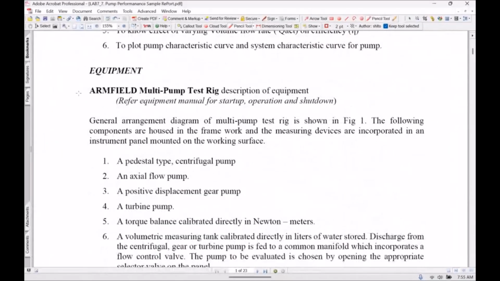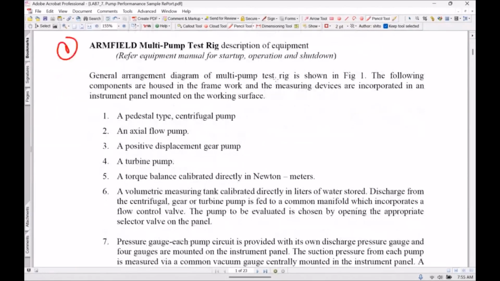Here we have two equipments. Number one is an Armfield multi-pump test rig. Here we have different types of pump, and we can find the performance of the pump at constant speed and variable speed. For this experiment, you can refer to my previous video.